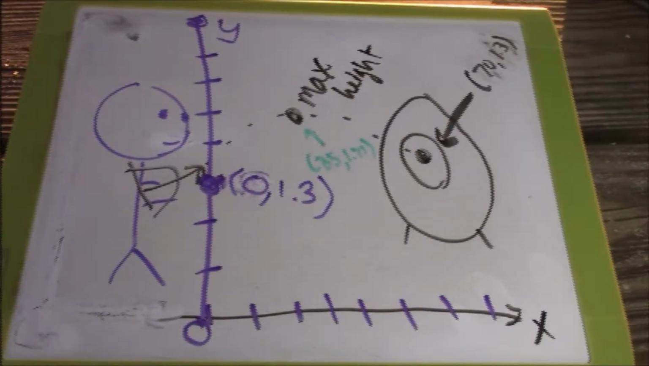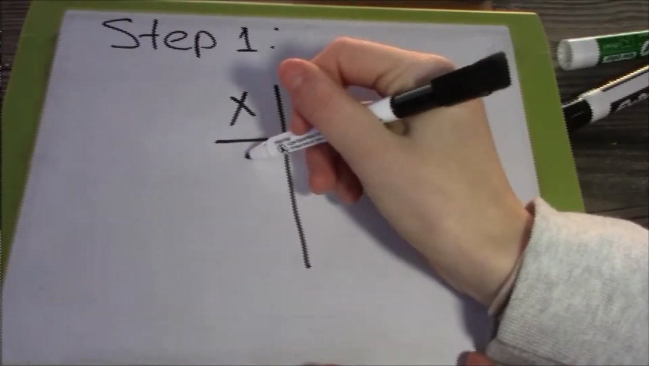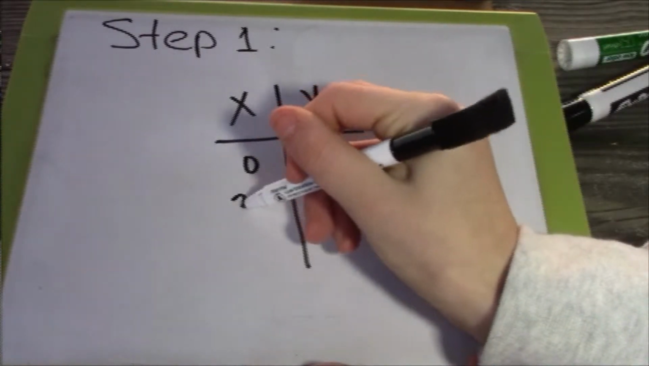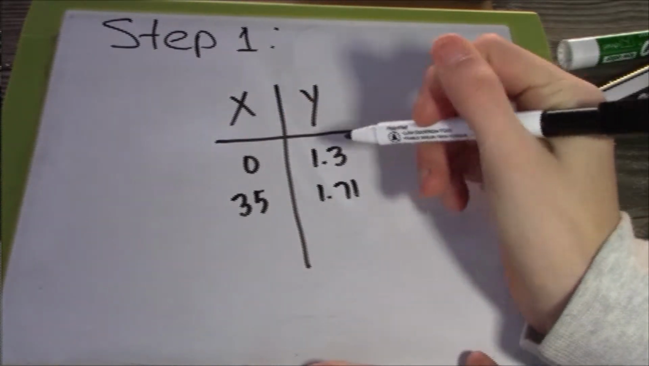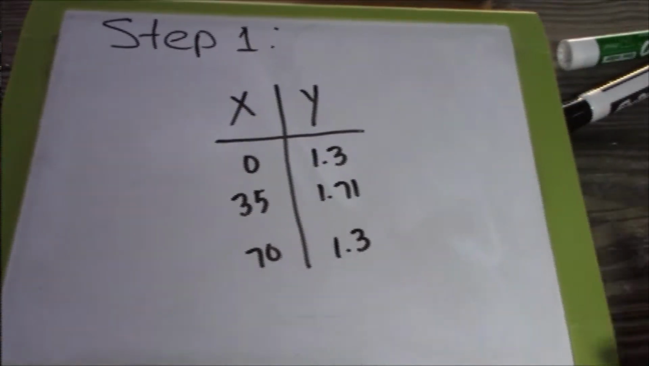Here is a parabola visualized on a graph. The first step is to write a chart of x and y coordinates based on the information that was given: 0, 1.3; 35, 1.71; and 70, 1.3.